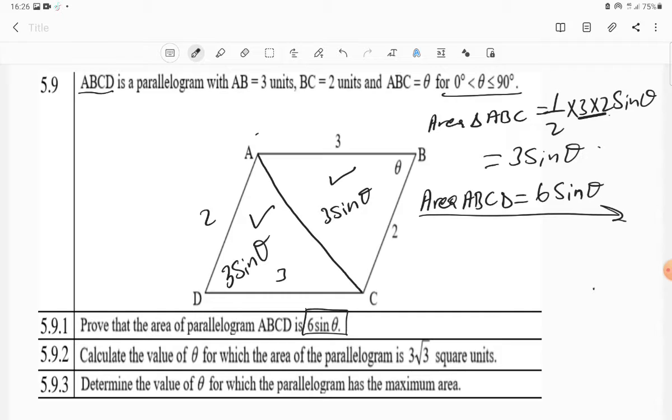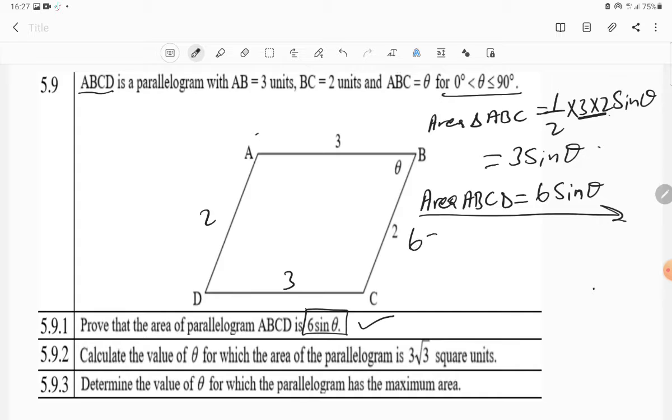Now let's come to number 2. We have figured out number 1, that it is indeed 6 sine theta. Now let's come to the second question. We are required to find the value of theta for which the area of the parallelogram is 3 root 3 square units. It is given that the area is 6 sine theta, which is equal to the given area, which is 3 root 3.